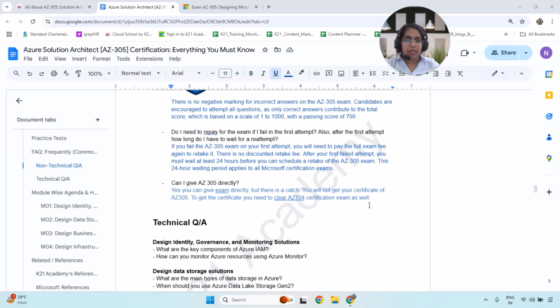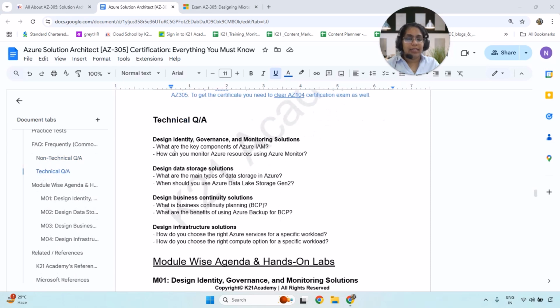So, moving to the technical Q&A, we have added some questions related to the domains which we discussed. Like we have the domain of design, identity, governance, and monitoring solutions. Based on this, the kinds of questions you can expect are: what are the key components of Azure IAM? How can you monitor Azure resources using Azure Monitor? These are some of the kinds of questions you can expect.